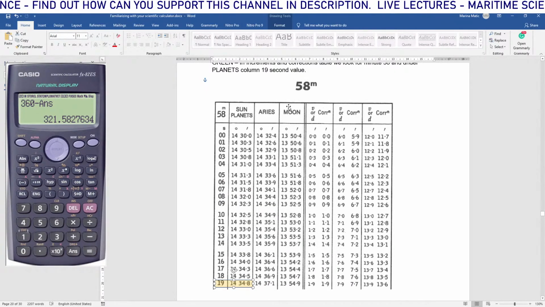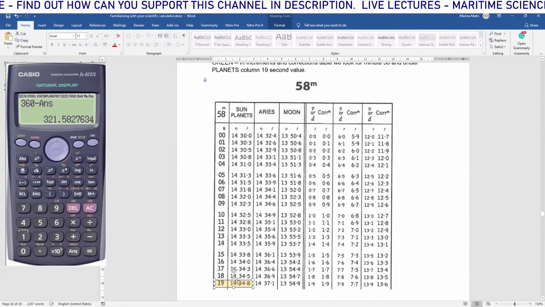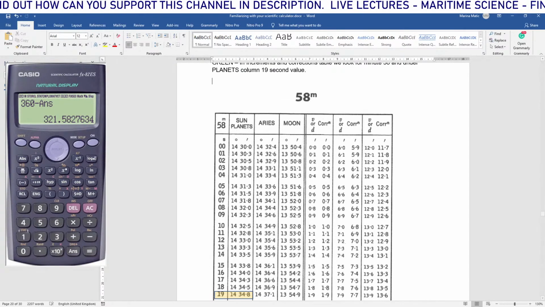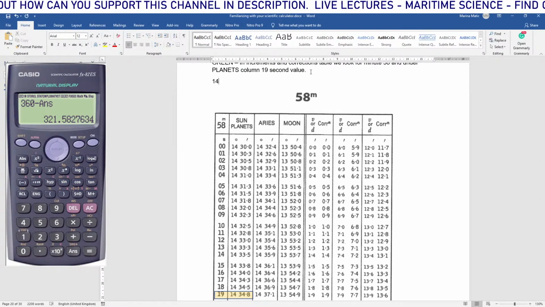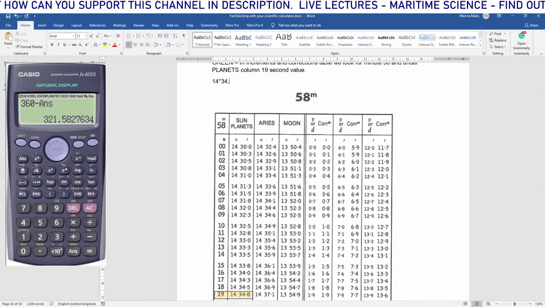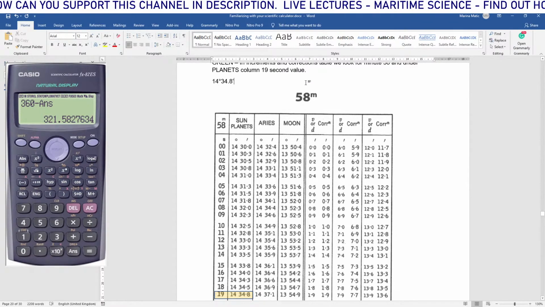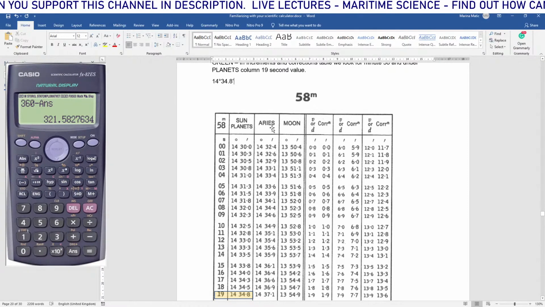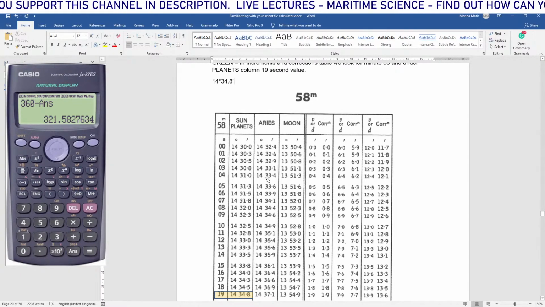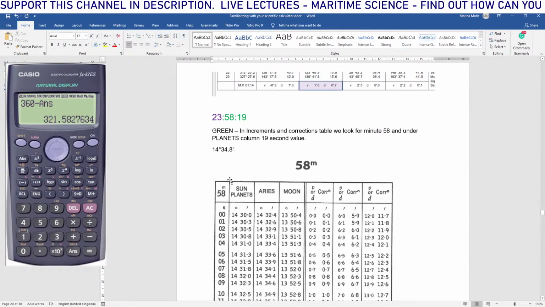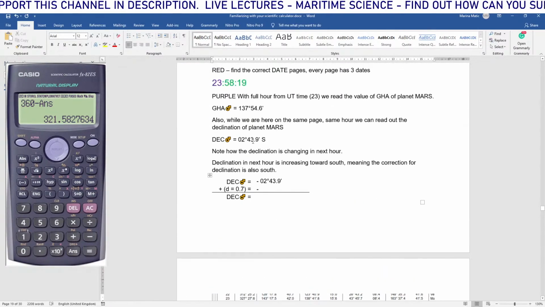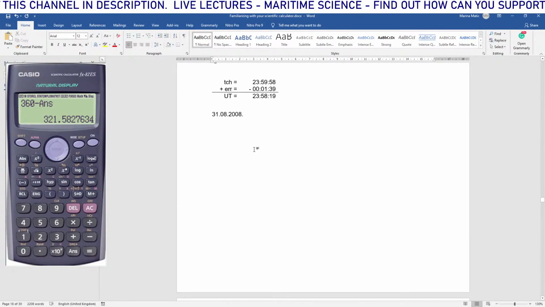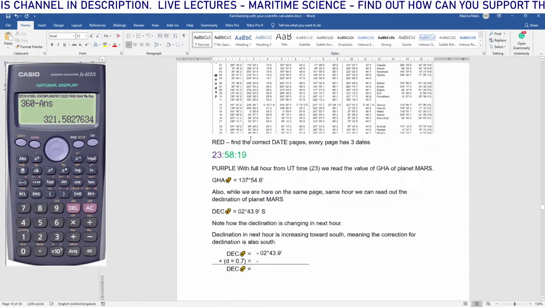So 58 minute, 19 second, and for the planet correction is 14 degrees, 34.8 minutes. Because Mars is a planet, I'm reading the correction for planets. Before we had a star and we entered Aries for star. So 58.19. Is it 58.19? Did I make a mistake with UT? No, it's 58.19 on that same date.